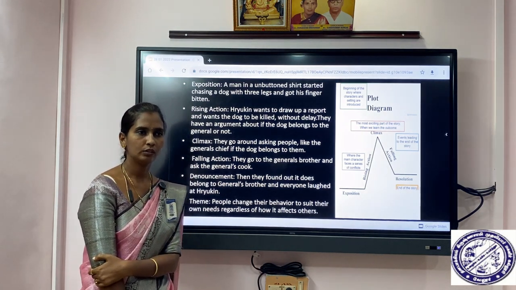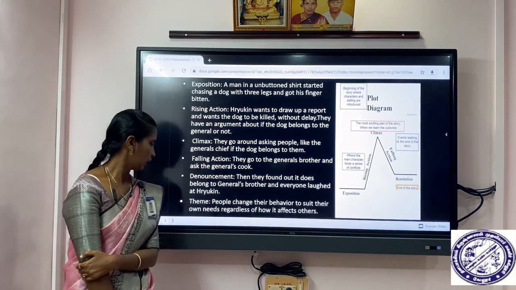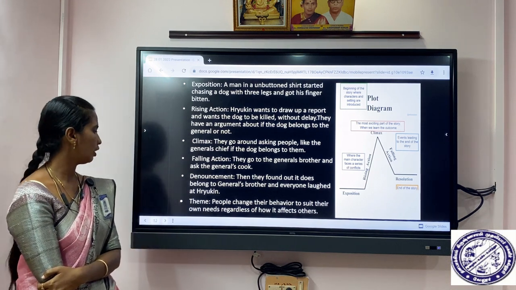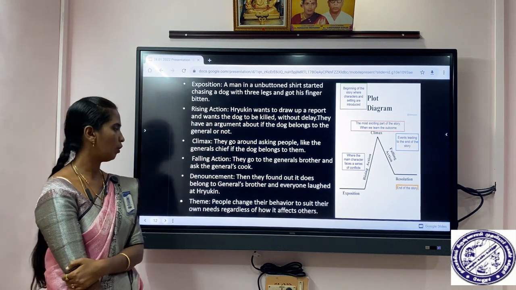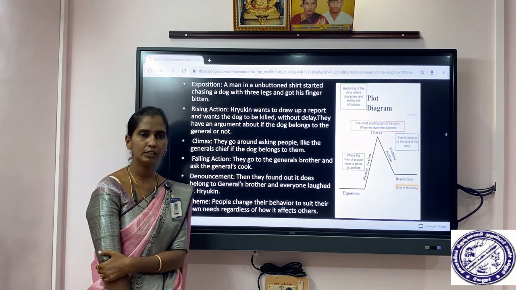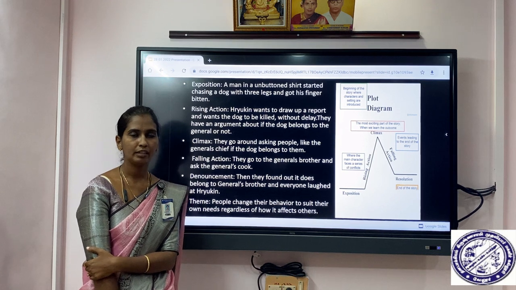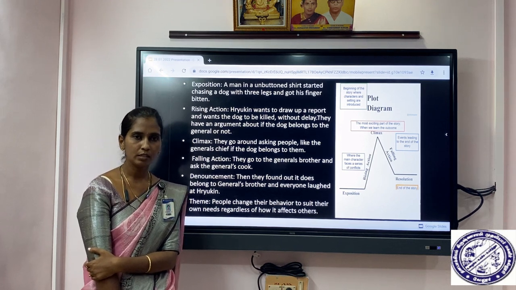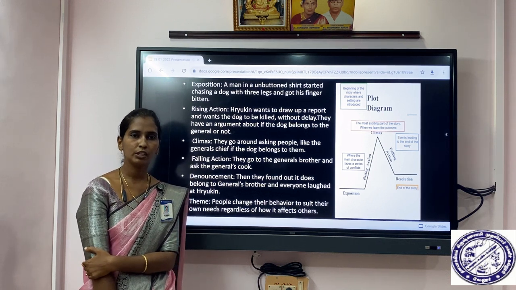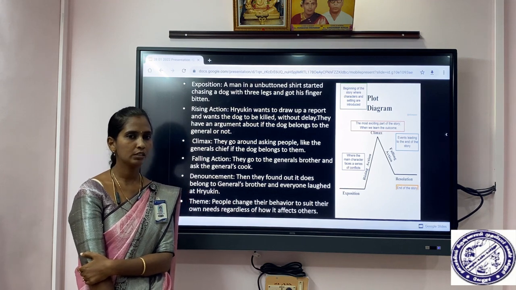And the theme of this short story. Theme is the author's message to the society. The theme in the story Chameleon is that people change their behavior to suit their own needs regardless of how it affects others. So in society, this theme is relevant even today. This short story was written in 1884. So after so many years also, this theme has been very relevant. Even today in society, we could see people changing their opinion frequently according to their own needs regardless of others.